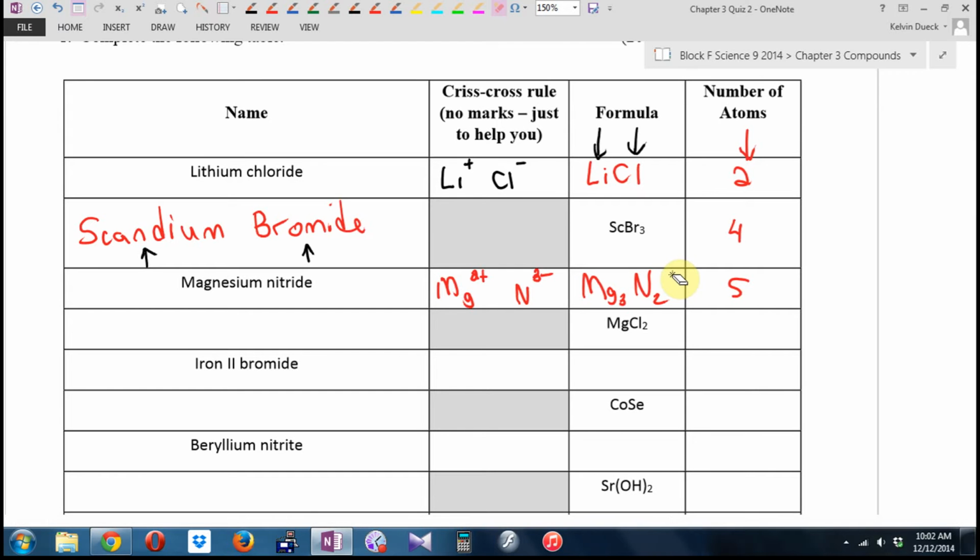Someone was asking me, Mr. Dueck, what's the crisscross rule? Really, I should call it a crisscross shortcut that usually works with a catch. You have to reduce.